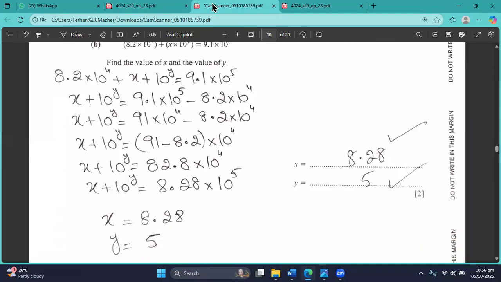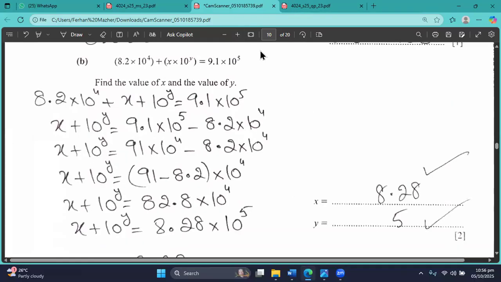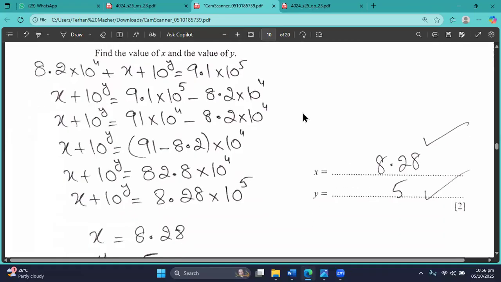Okay, so here is how I have done this. So what I will do: 8.2 x power 4 plus x plus 10 raised to power y equals to 9.1 x power 5. So I will keep this term here. I will take this term to the other side. It will subtract there. I will give 10 to here and make this power same. So I will take this 10 to the power 4 common. So it will be 91 minus 8.2 and it is 82.8 x power 4.